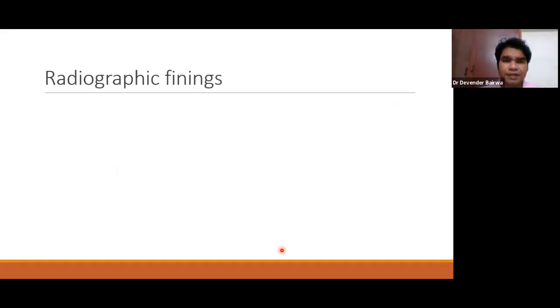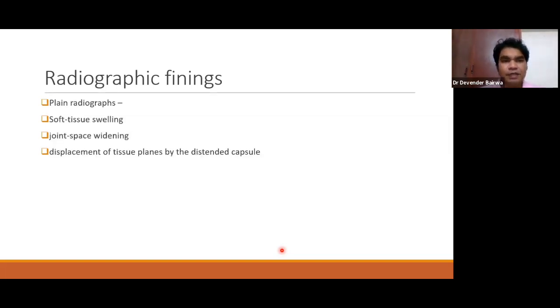Coming to radiography findings, in case of acute septic arthritis, because there is not much time for bone damage, general findings include soft tissue swelling, joint space widening, and displacement of tissue planes by the distended capsule. Because there is acute infection, so much inflammation is going on, so much leakage of plasma is there, all this will lead to effusion, and effusion will lead to soft tissue swelling, joint space widening, and displacement of tissue planes. That happens in the acute setting.